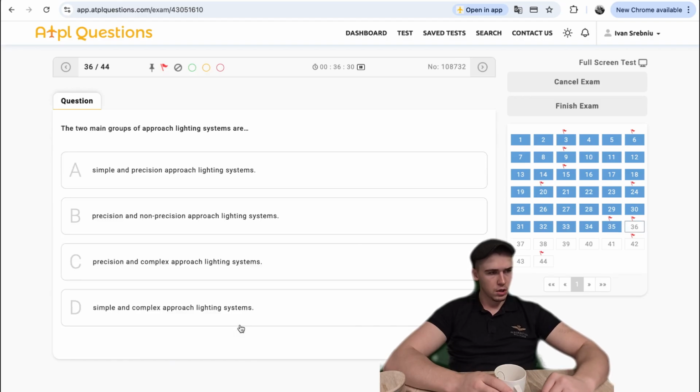Just to remember. The two main groups of approach lighting systems are simple and precision approach lighting systems. We don't have non-precision approach lighting systems. Just remember, we don't have. Simple and precision approach lighting systems.